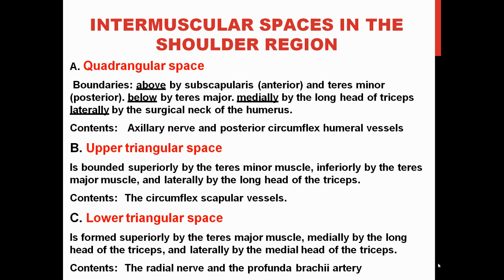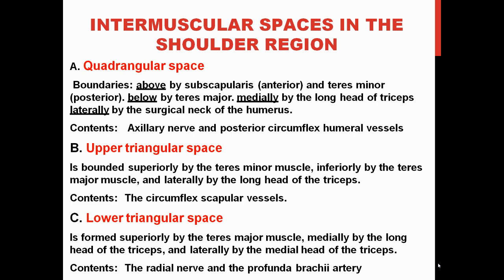And what will be the contents of this quadrangular space? Axillary nerve and posterior circumflex humeral vessels. The upper triangular space is bounded superiorly by the teres minor muscle, inferiorly by the teres major muscle, and laterally by the long head of the triceps. And the major content of the upper triangular space is the circumflex scapular vessels.